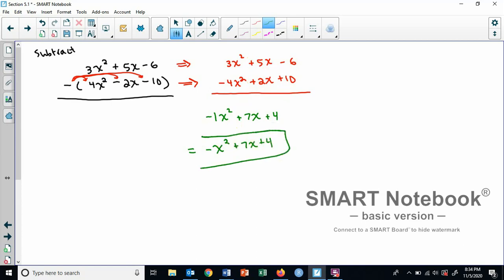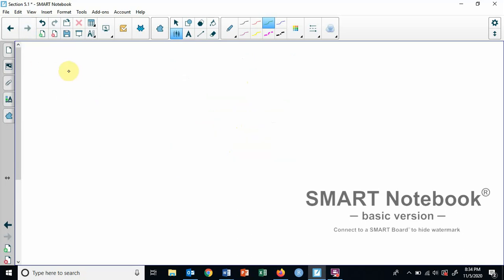Okay, so I combined all my like terms. So that's not too bad. Now I will point out one other style that they'll put on the test: they'll use words. They'll say subtract, and they'll give you some polynomial.